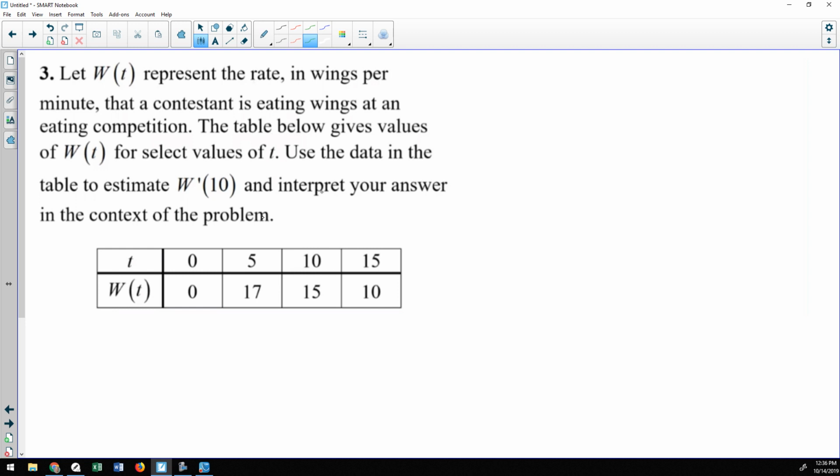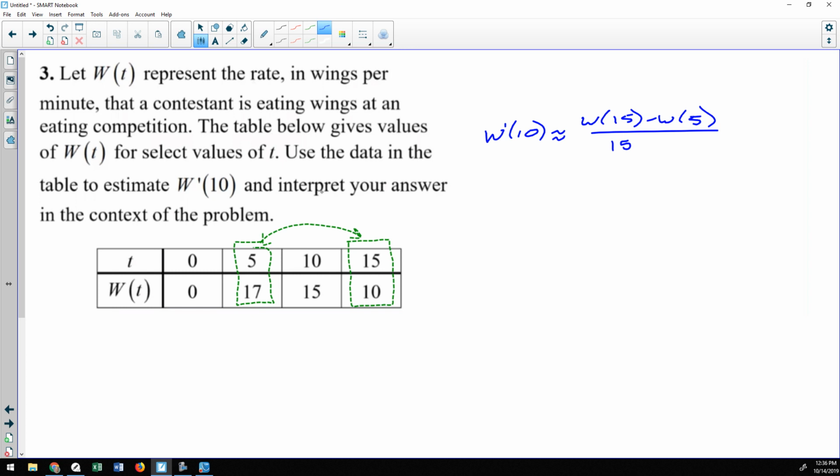So if I'm going to estimate W prime of 10, the way I like to do that when I have a table of values is, when possible, I'm going to find the slope between the 2 points that sandwich the one I'm interested in. So if I want W prime of 10, that would be approximately, and this is not equals, we're approximating, so make sure you use the approximate symbol, approximately W of 15 minus W of 5 over 15 minus 5. And we will approximate the rate at 10 by using the average rate from 5 to 15.